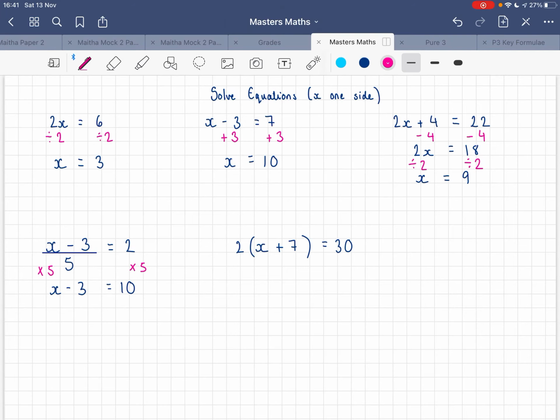Now we can deal with the minus 3 part. The opposite of minus 3 is adding 3. So we get x is equal to 13 as our final answer.